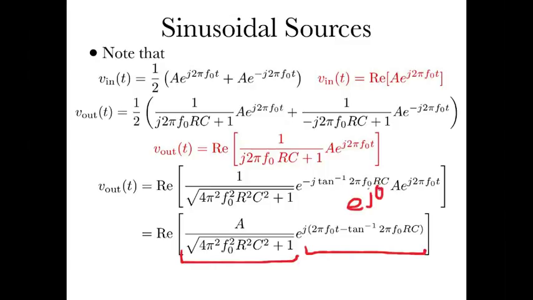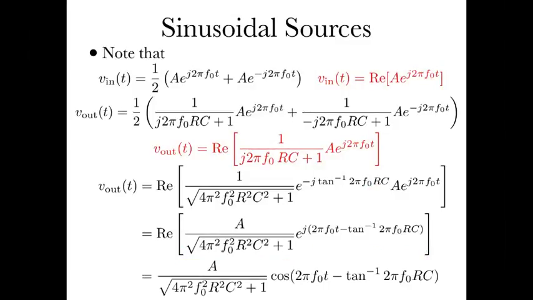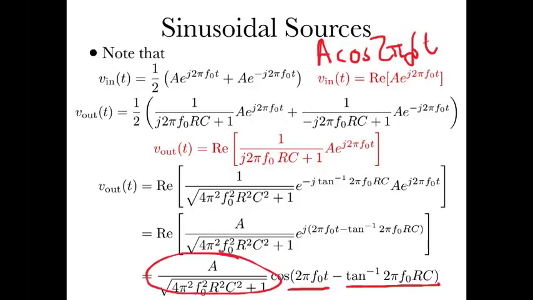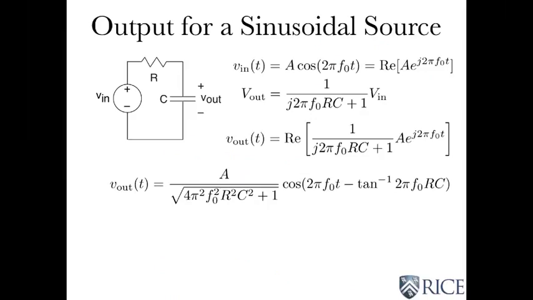And what's the real part of e to the j theta? That's just a cosine. So our answer is, when the source was a cosine 2 pi f naught t, the output is also a sine wave of the same frequency, but with a different phase and a different amplitude. Very nice. And it turns out that result is quite general.